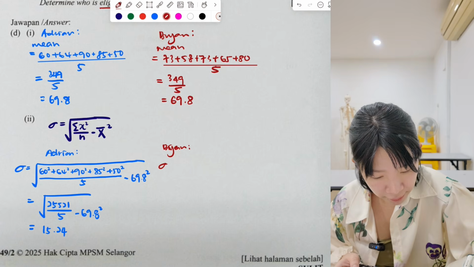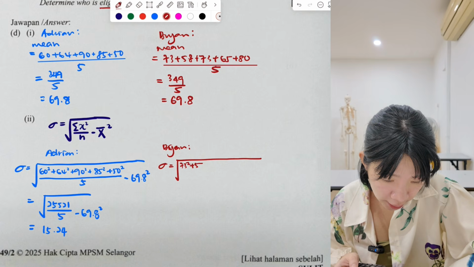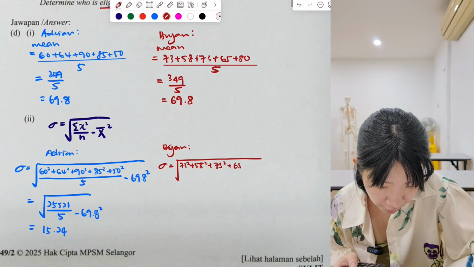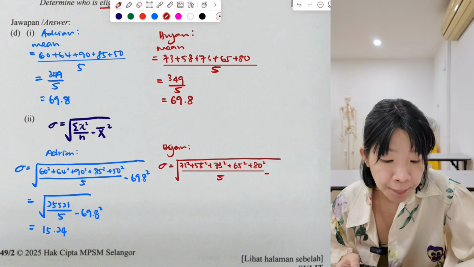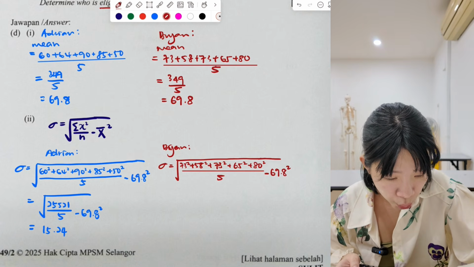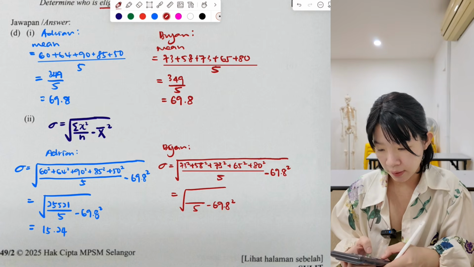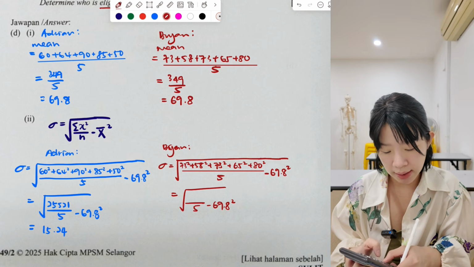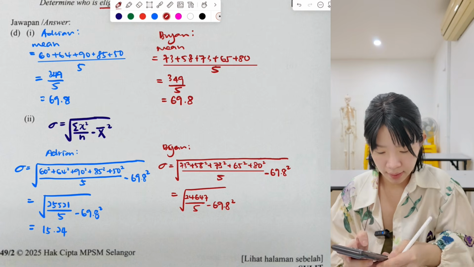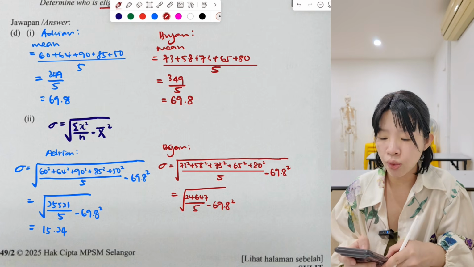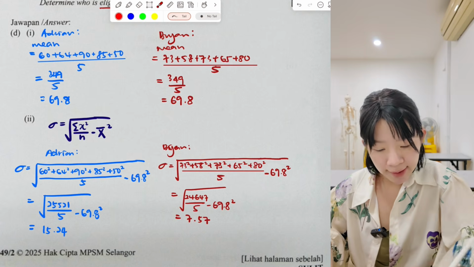Brian, find his standard deviation (sisihan piawai). All the marks squared: 73 square, 58 square, 73 square, 65 square, 80 square. Divide by 5 minus the mean, 69.8, squared. Total up: 24,647. Divided by 5 minus 69.8 square, square root the answer. We get 7.57. Now you compare the standard deviations.